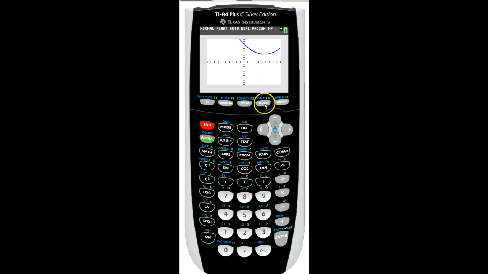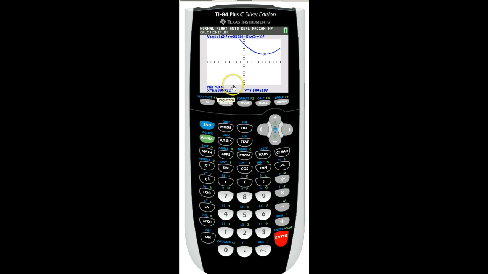So back to second calc, choose number 3 for minimum. Left bound, as long as you're to the left of the minimum, press enter. Right bound, again, you can arrow to the right, or you can just type in an x value that is to the right of the minimum we're looking for, and then press enter on guess. So now it looks like the x value, where we would have a minimum, is here at 5.6.